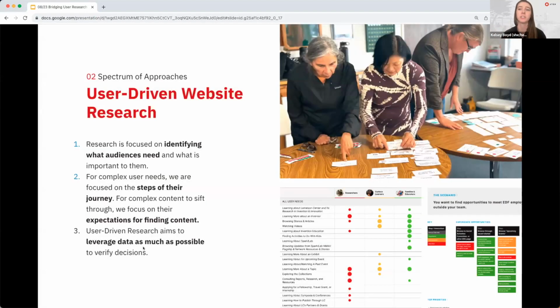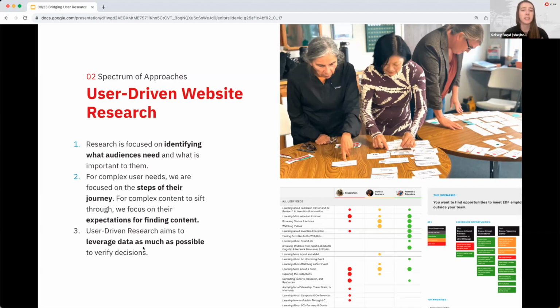So in terms of how we adjust our research and use our different tools and resources and processes internally based on these different types of approaches, our user-driven website research is really focused on identifying what audiences need and what is important. So really making sure that we have clear priorities, both internally and externally, that for complex user needs, we are focused on the steps of their journey. So for example, if it's a really complicated curriculum that somebody wants to sign up for, really breaking down what the steps of that journey are, both on and off the site.